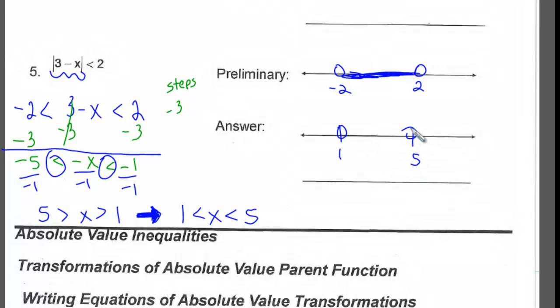These are both open dots. And it's all the points in between these 2 points. So any point that I put in for x that's between 1 and 5 will be a solution to this problem. And we write this in interval notation 1, 5. Let's check this and see.